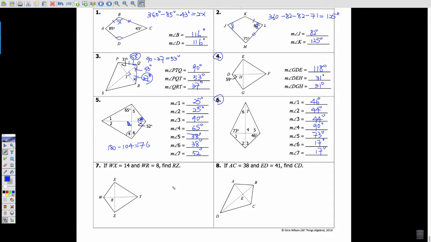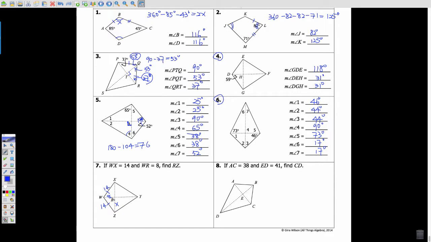Okay, number 7, WX is 14 and WR is 8. We have to find RZ. RZ is right here. Notice that this side and this side, the consecutive sides, are congruent, right? So this must be 14.